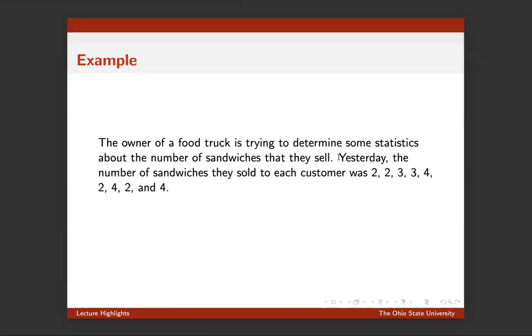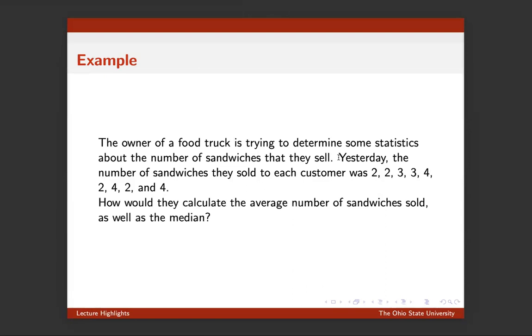So let's consider an example where we can work with both mean and median. The owner of a food truck is trying to determine some statistics about the number of sandwiches that they sell. Yesterday, the number of sandwiches they sold to each customer was 2, 2, 3, 3, 4, 2, 4, 2, 4. So I'm going to ask, how would they calculate the average number of sandwiches sold per customer, as well as the median number of sandwiches sold per customer?